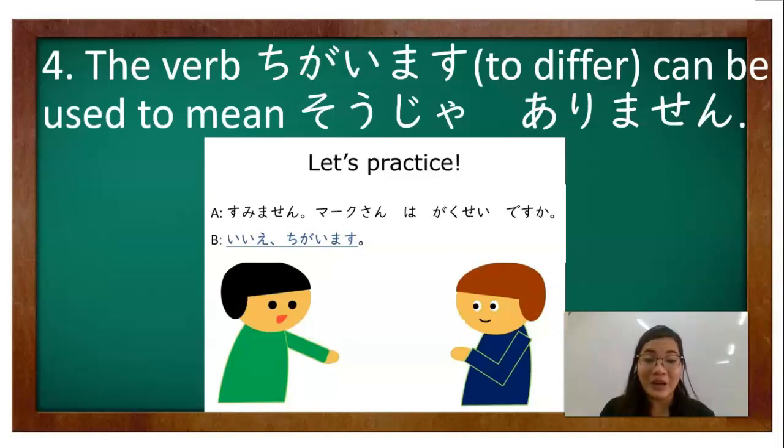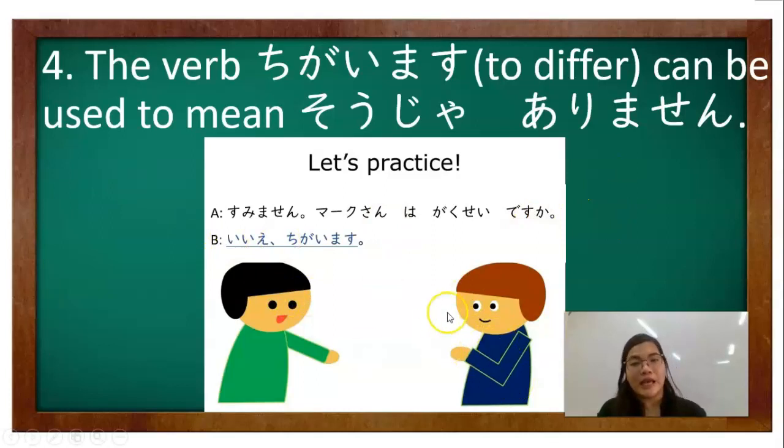sumimasen, Mako-san wa gakusei desu ka? Iie, chigaimasu. Okay? Iie, chigaimasu. That would mean, no, you're wrong. Okay? So let's practice it. So I will be A and you will be B. Sumimasen, Mako-san wa gakusei desu ka? Okay, so now let's switch role. You will be A and I will be B. Iie, chigaimasu.